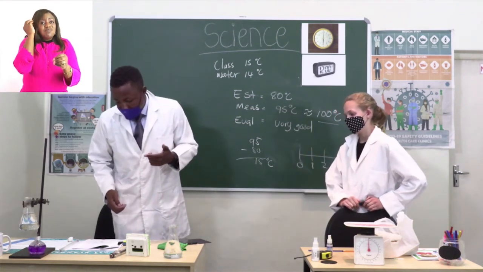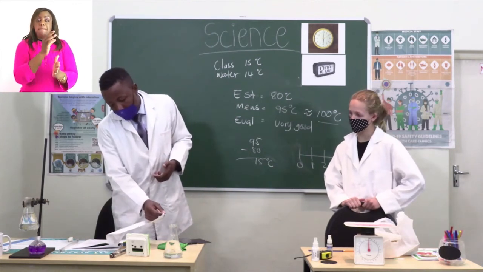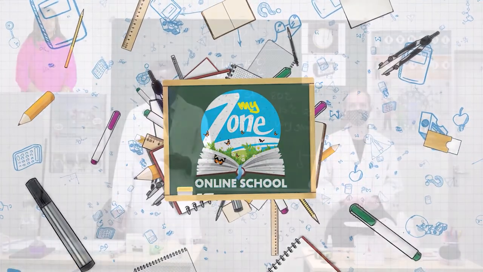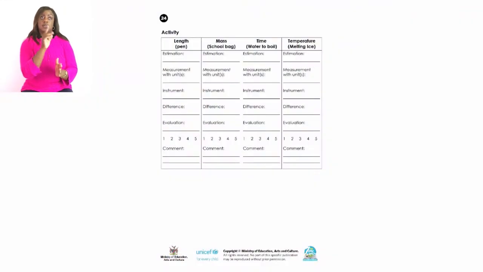And we can now go to page 24 in our booklet to explain the activity. On page 24, the activity is in table form. You need to measure and estimate the length of a pen. That's the first one. The mass of your school bag, it must have books inside. Time: the time it took water to boil. And the temperature of melting ice.